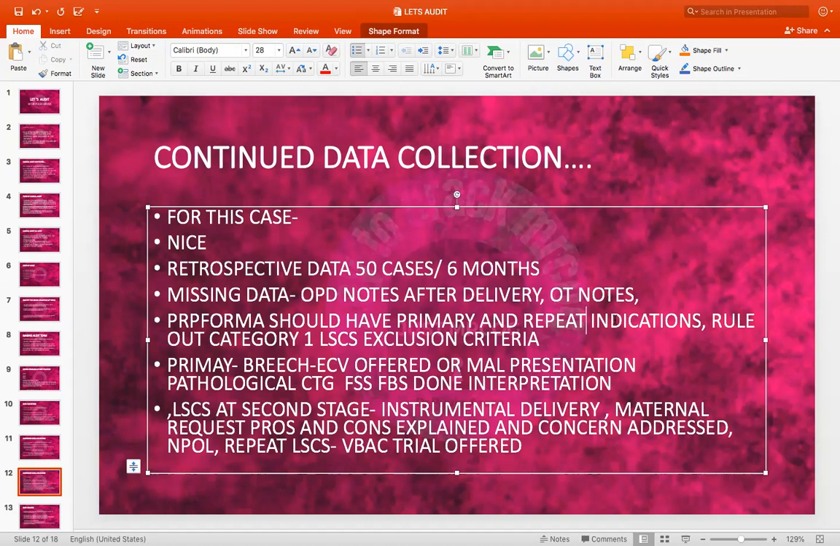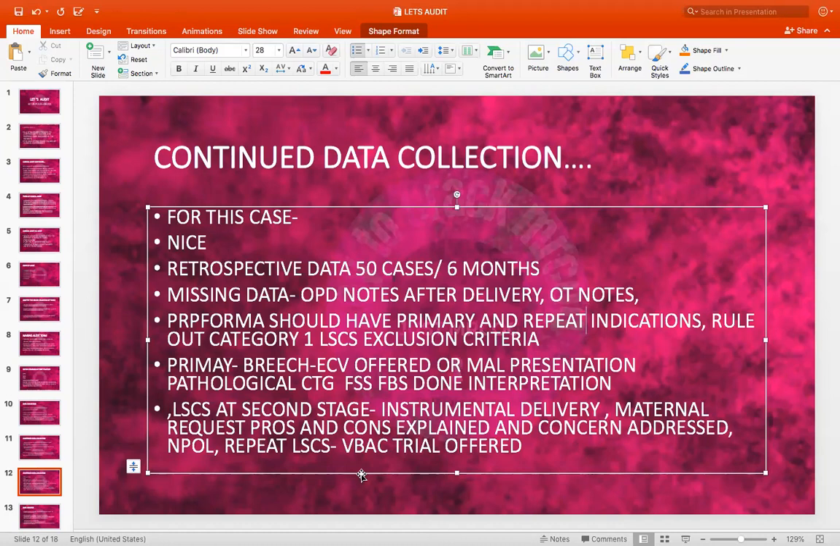So retrospective, prospective, inclusion and exclusion criteria. Here category 1 cesarean is the exclusion criteria, and my proforma would be having primary and repeat indications. In primary indication, there would be breech, malpresentation, pathological CTG, cesarean in the second stage, maternal request, and in repeat cesarean section, there would be only VBAC trial offered. So my proforma would be having two indications, primary and repeat.